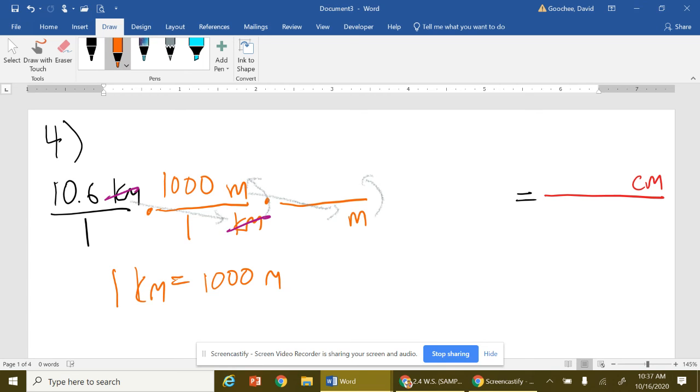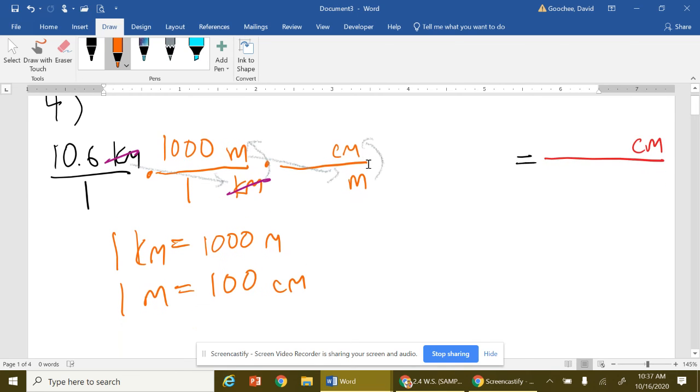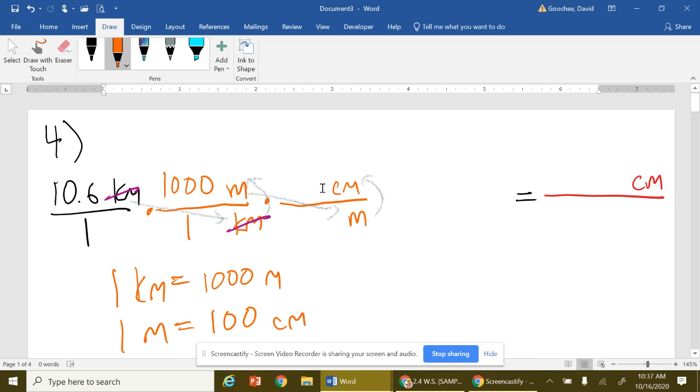Well, if you take a look at that little sheet right there, or if you are from a European country, or frankly any country aside from the US, you know how to turn meters into centimeters because 1 meter equals 100 centimeters. So we know how to get from meters into centimeters. Mr. Gucci, where did you get that? Where did you get that 1 meter is 100 centimeters?